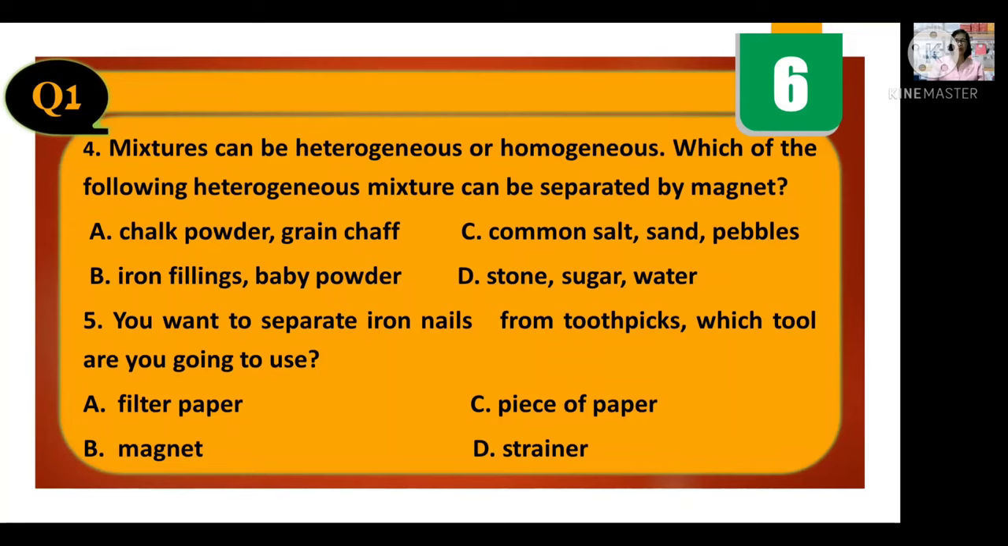Which of the following heterogeneous mixtures can be separated by a magnet? A, chalk powder, grain chaff. B, iron filings, baby powder. Letter C, common salt, sand, pebbles. And letter D, stone, sugar, and water. And the last one, number five. You want to separate iron nails from toothpicks. Which tool are you going to use? A, filter paper. B, magnet. C, piece of paper. Or letter D, strainer. That's amazing, class. You have all answered again.